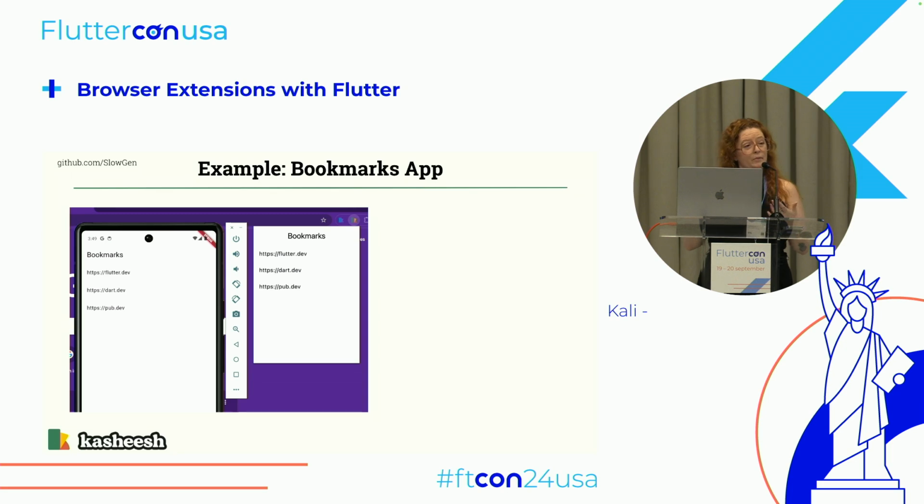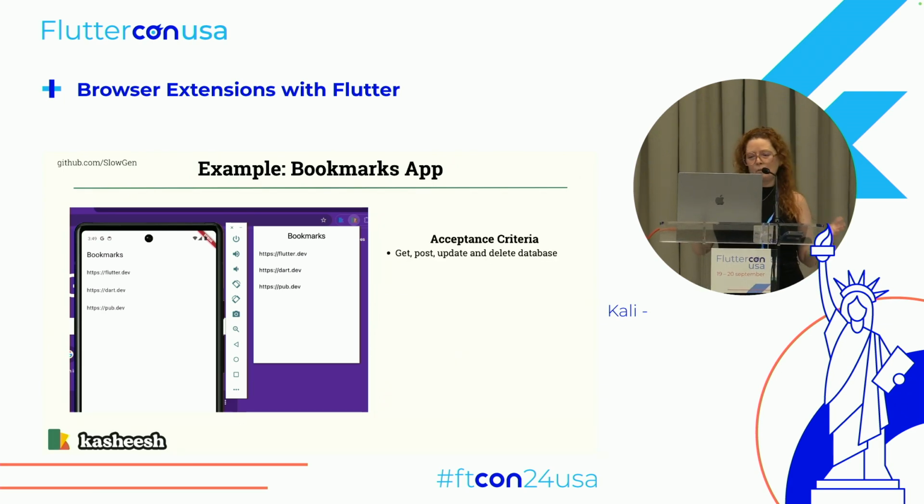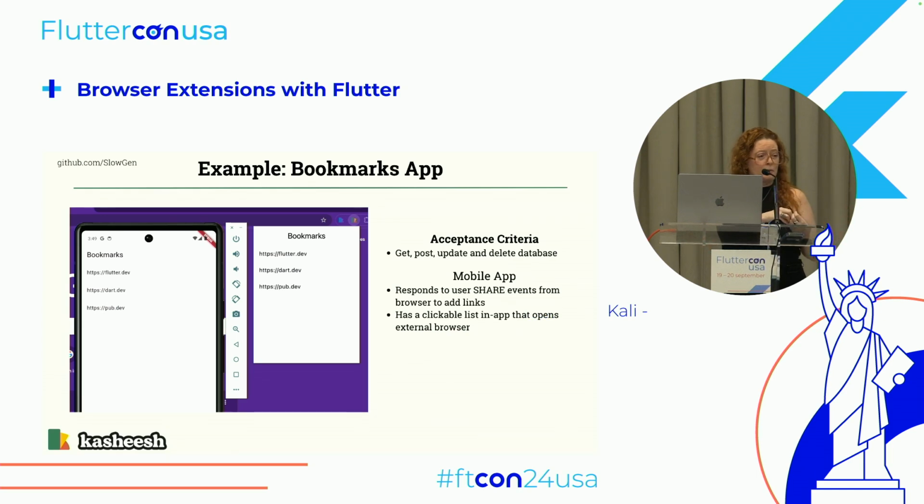And so with an app, you could keep those bookmarks in a database and access it on your various devices and platforms, regardless of how you're logged in. So our basic app has to talk to the database. The mobile side you could share from the browser to grab those URLs, and it also has a clickable list that opens to an external browser. You all know how to do that. Those are pretty basic Flutter functions.